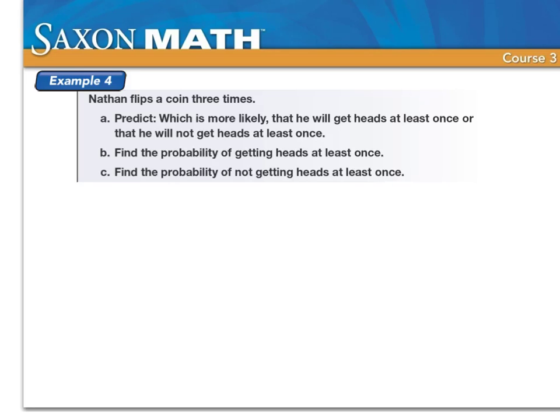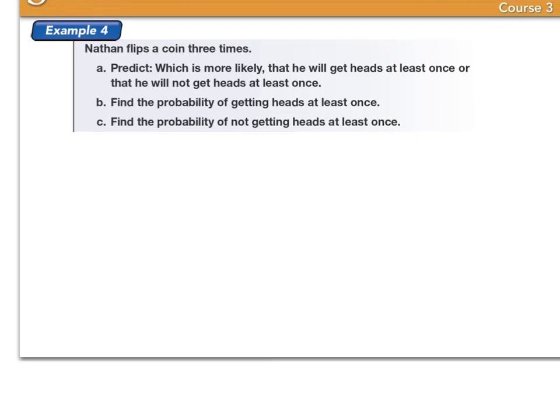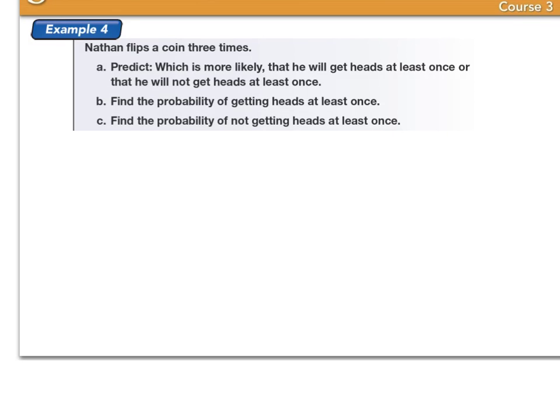Okay, so for the last example, when there were only 2 events, we made a table. However, that doesn't work very well. It's not very easy to organize when we have 3 or more events. So when we have 3 or more events, we want to make a tree. Okay, I'll show you what a tree looks like here.